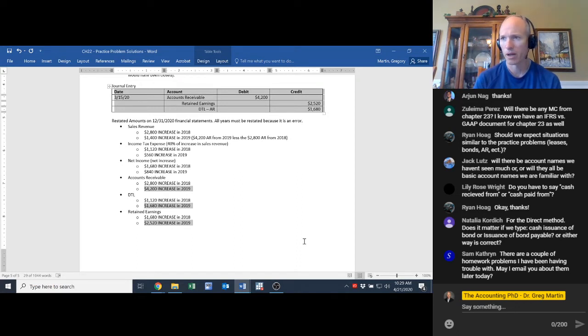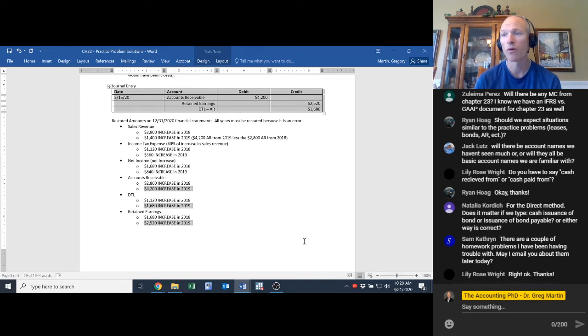For the direct method, does it matter if we say... Well, remember, for the direct method for the test, just to be clear, you're only going to produce the operating section. The reason I'm not having you reproduce the whole thing is because the investing and financing sections are the exact same as the indirect method. There's no difference there whatsoever. The only difference is in how we present the operating section. So if you type cash issuance and all that stuff, you don't have to worry about it. It's the same as you would do for the indirect method, but for the test, you only have to reproduce the operating section using the direct method.